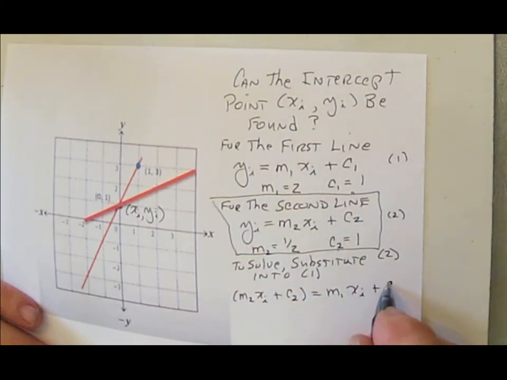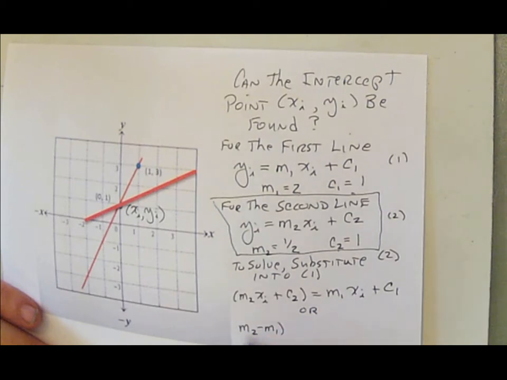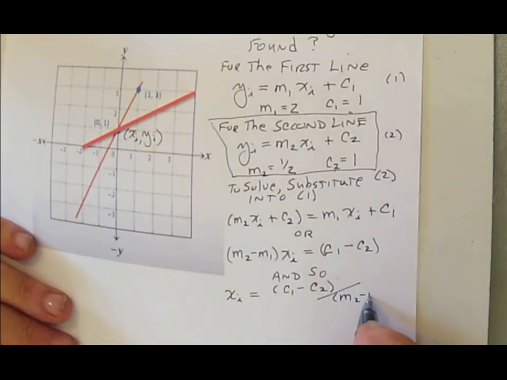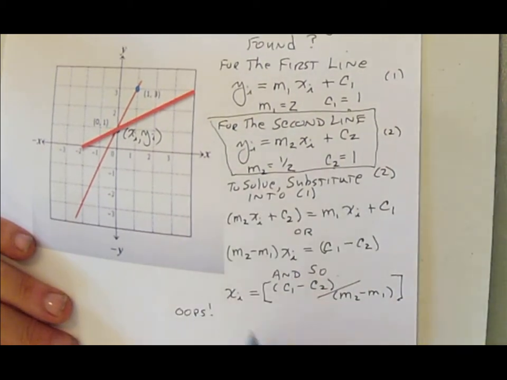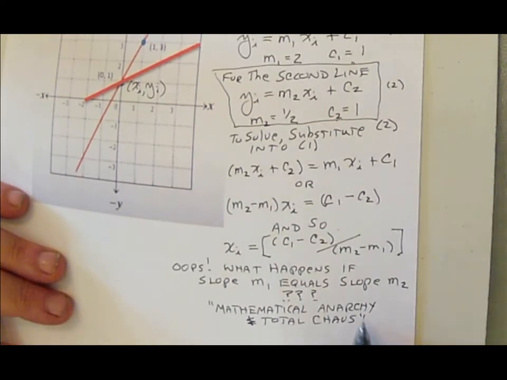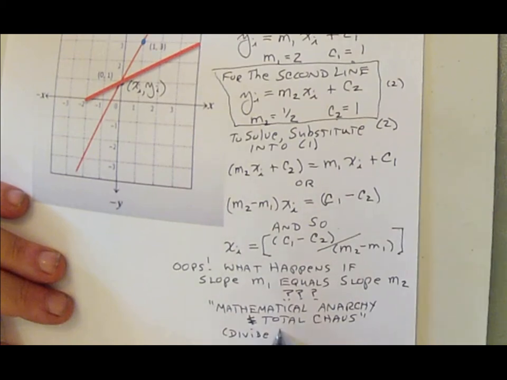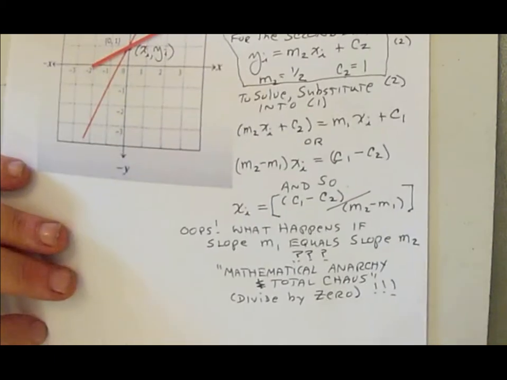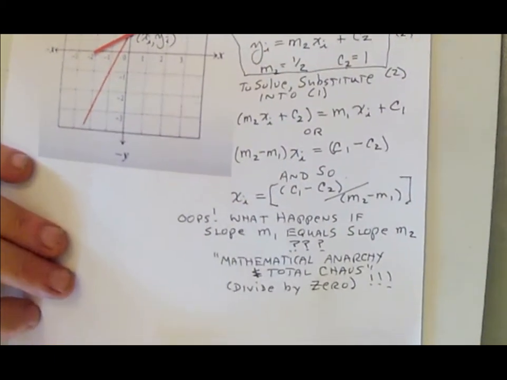So we can back substitute that second equation into the first and get our answer for the xi point. It turns out that xi will be equal to the difference between the two constants, c1 minus c2, divided by m2 minus m1. Well, it's okay for c1 minus c2 to end up being 0 in the numerator, but not in the denominator. So remember, you have mathematical anarchy and total chaos if you divide by 0. I hope you had a math teacher in high school who told you that.